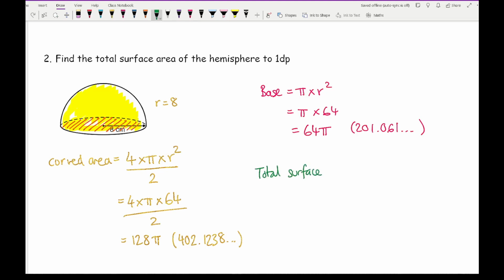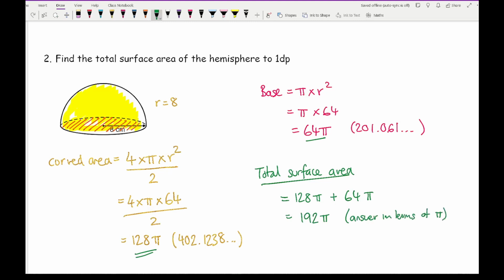So then the total surface area is going to be those areas added up. So the total surface area is going to equal, well, this first one, which I'm just going to write in terms of pi because it gives me the exact value, plus the base, so 64 pi, and 128 plus 64 gives me 192 pi. So again, this is the answer in terms of pi. And if I wanted to work out the decimal equivalent of that, then it would be 603.2, and that's in centimetre squared, and that's been rounded to 1 decimal place.